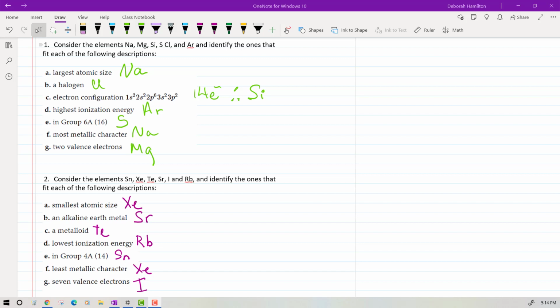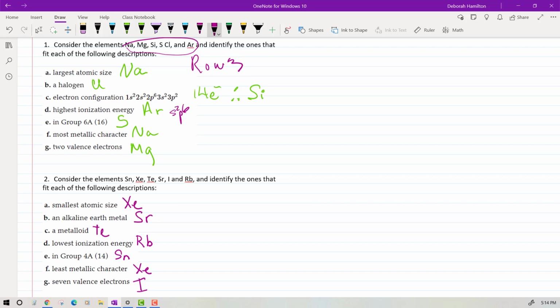All right, let's go through your answers and see how you did. Largest atomic size is sodium out of the group because the group starts with sodium on the left, then magnesium, and then sulfur, chlorine, and argon. They are in that order on the periodic table. They're all in row 3. Ionization energy is the highest with argon because it has an s2p6 arrangement.